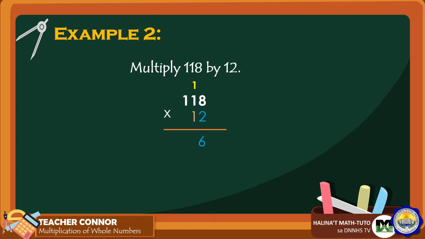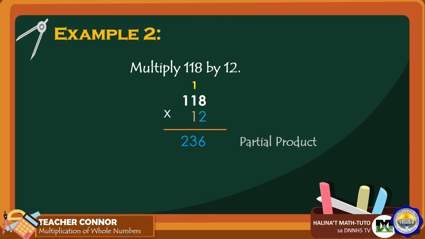Next, 1 times 2 is equal to 2. Plus 1 is 3. Lastly, 1 times 2 is equal to 2. This will be our first partial product. Step 2, multiply the digits of 118 by the number in the tens place of the multiplier, which is 1. 1 by 1 from right to left. 8 times 1 is equal to 8.